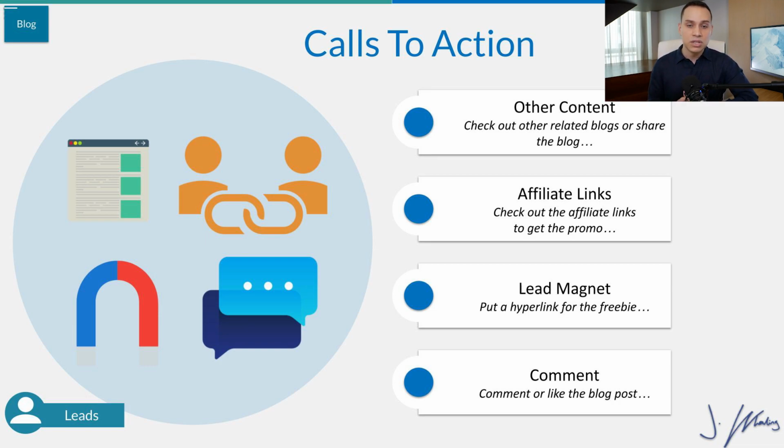Or you could just link to an affiliate product or another piece of content that does have a call to action. So you'll find that as you start creating content, not every single piece of content is going to have a call to action to your product or service or lead magnet. It might call people to check out another piece of content that actually has that call to action.